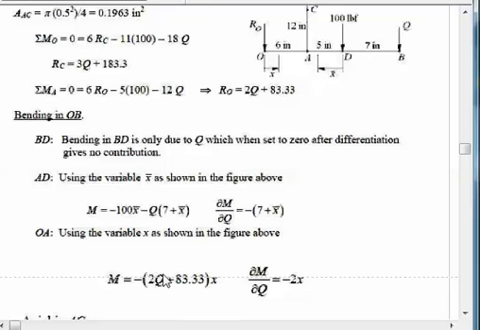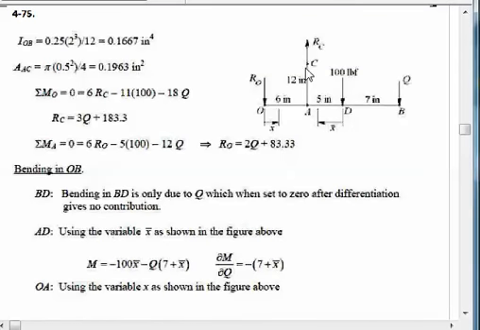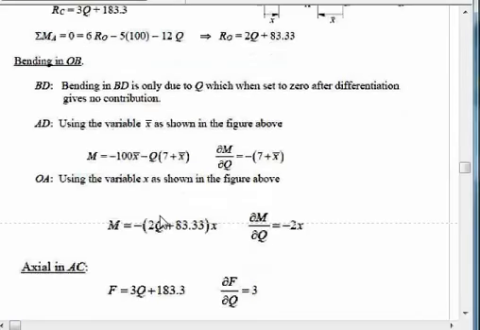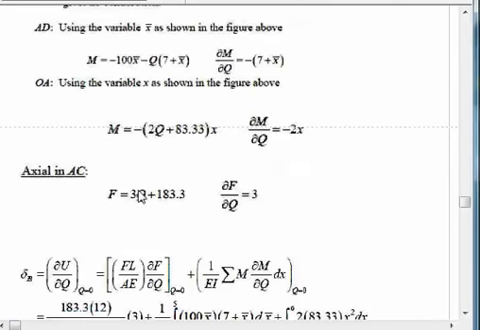The final energy piece will be the stretch in this axial tension member caused by RC acting here and RC acting there. And so our axial force, solved by statics earlier, was 3Q plus 183.3, and the partial of that axial load with respect to Q is 3. And again, we can set Q equal to 0.